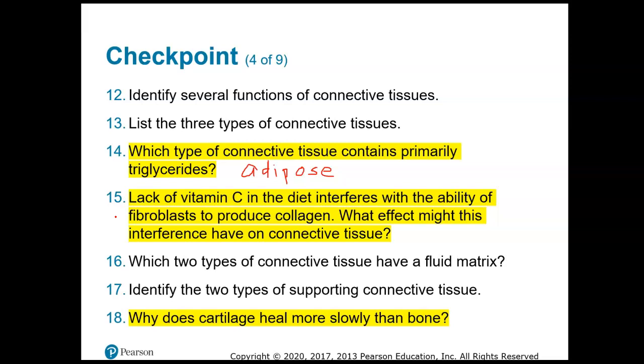Then 15 says lack of vitamin C in the diet interferes with the ability of fibroblasts to produce collagen. What effect might this interference have on connective tissue? Well, collagen, we said, was for strength, and in the bones it gives the bones strength and flexibility. So we're going to have some problems with bones. Bones aren't going to be as strong.